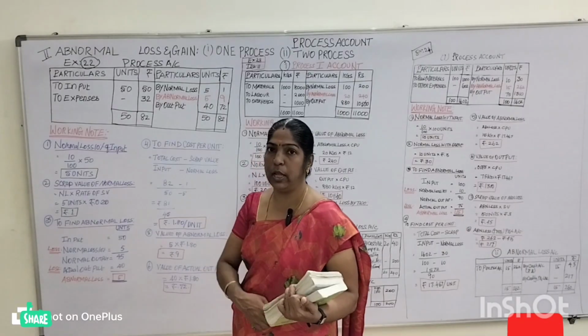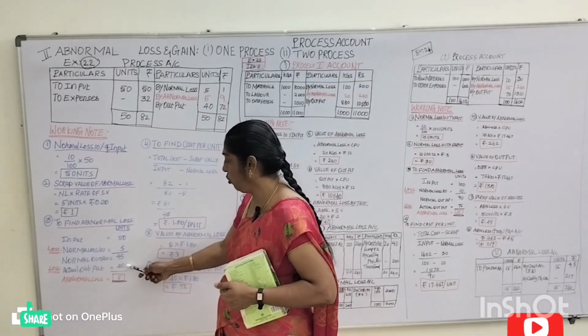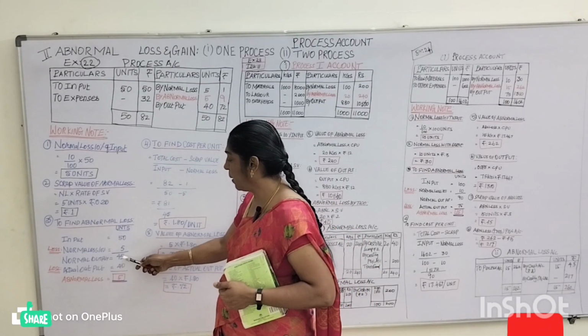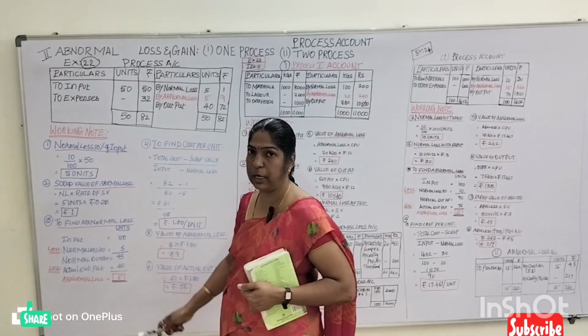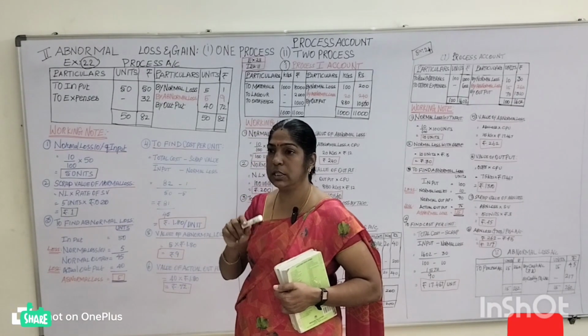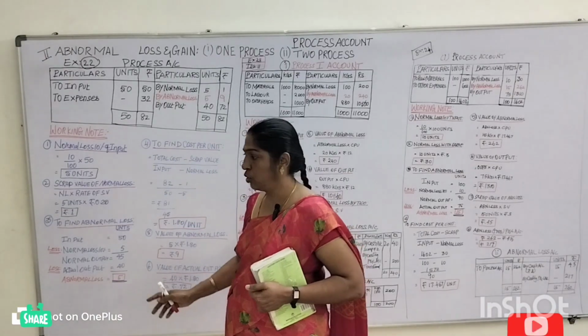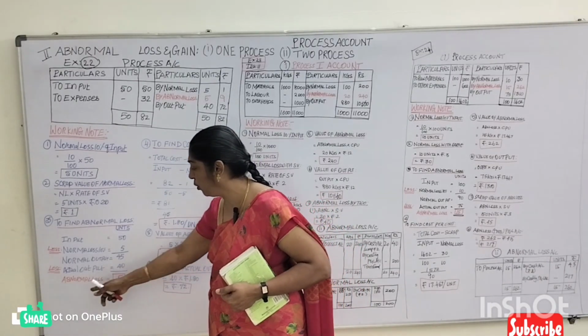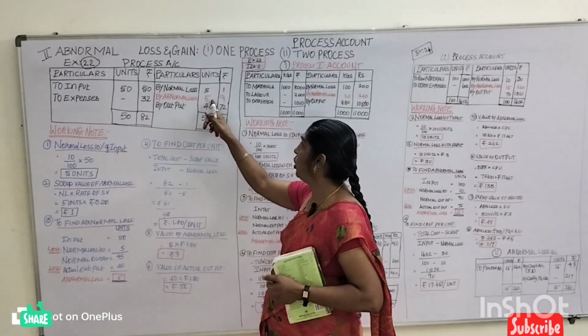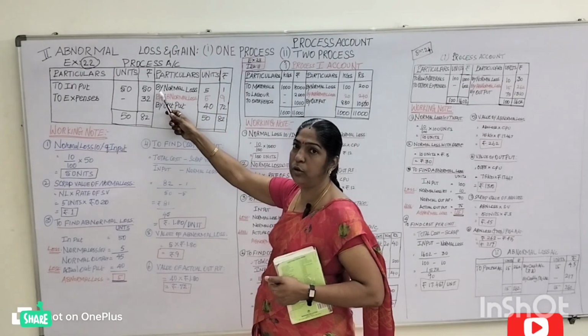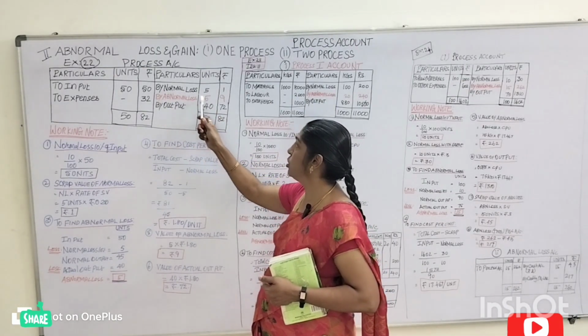What is the actual output they have given in the question? 40 units. So 40 units subtracted from 45, you will get 5 units. That 5 units is called what? Abnormal loss. So from this format, we find the abnormal loss is 5 units. On the credit side, you write abnormal loss 5 units.